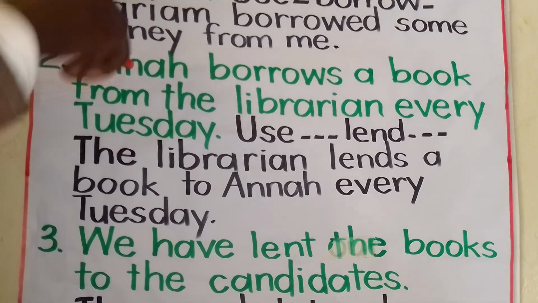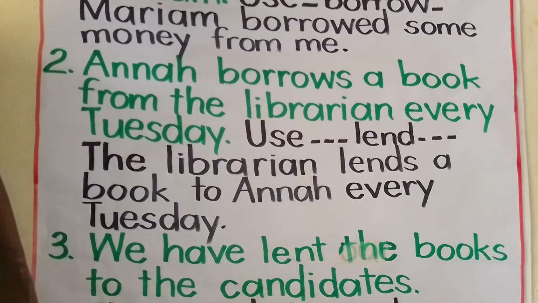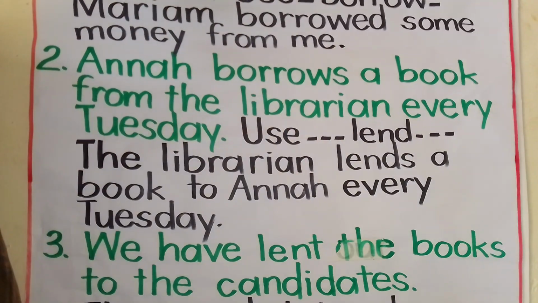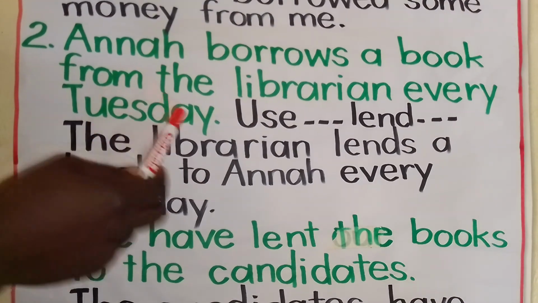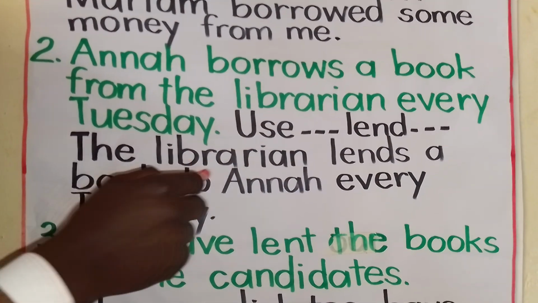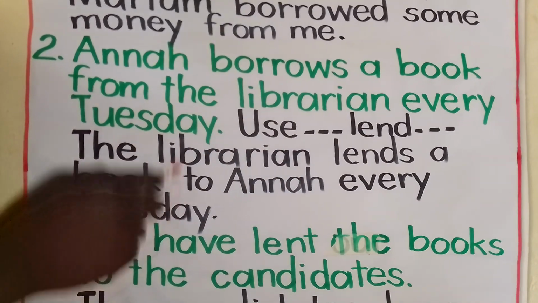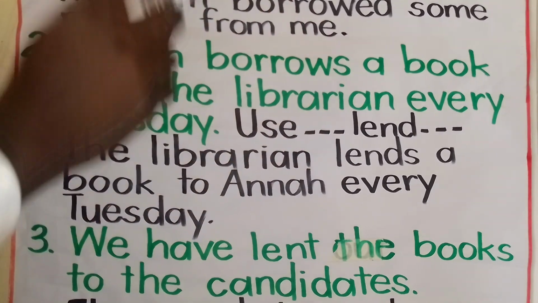The first subject becomes the last subject, and the last subject becomes the first subject, like we say. Lend and borrow are used as opposites, so we make the opposite of the whole sentence. So the answer becomes, the librarian lends a book to Anna every Tuesday.